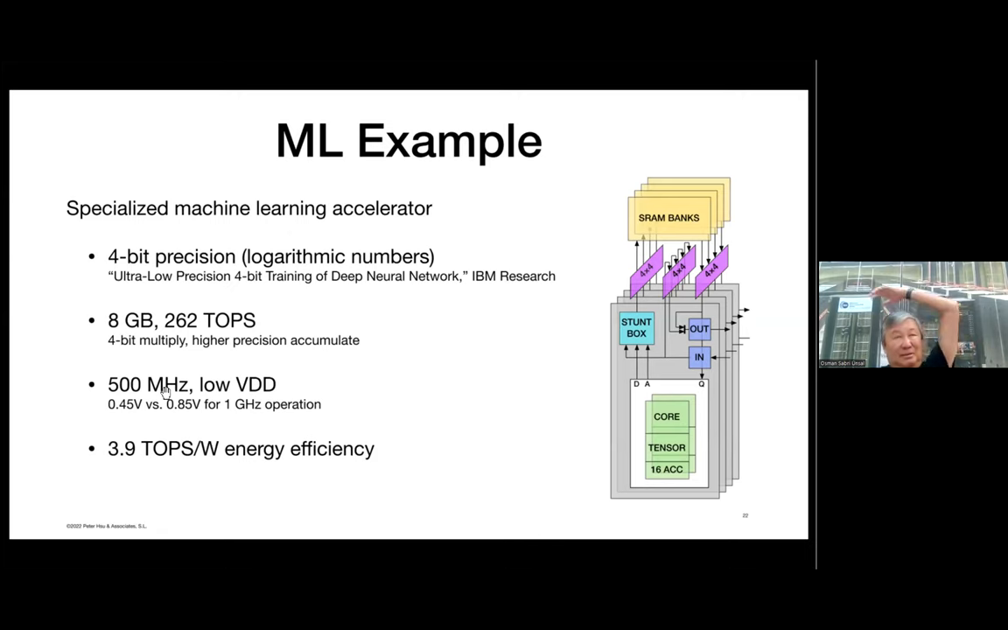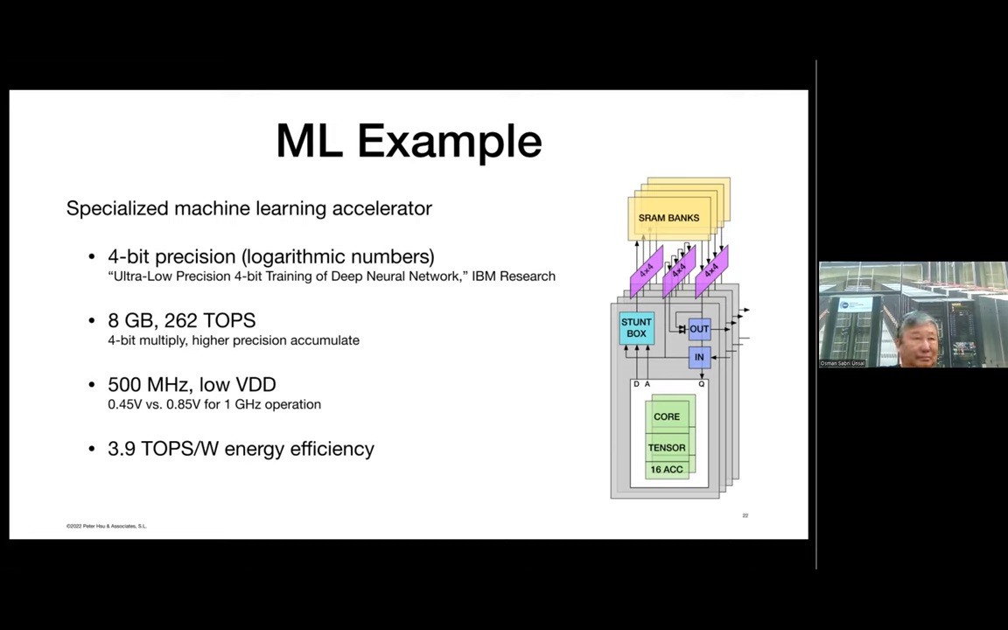So, a machine learning example. There's a paper on the web called Ultra Low Precision 4-bit Training of Deep Neural Networks by IBM Research. I chose this not because I'm particularly in love with 4-bit precision numbers, but because it's a good example. We can get lots of ops for low power. It's the same basic structure, 8 gigabytes of memory on this large logic chip. But in this example, I can get 262 tera operations per second, where an op, in this case, is a 4-bit multiplier with a higher precision accumulation.